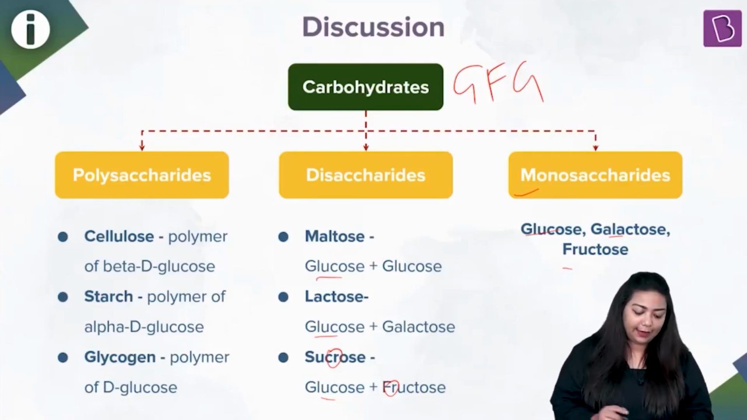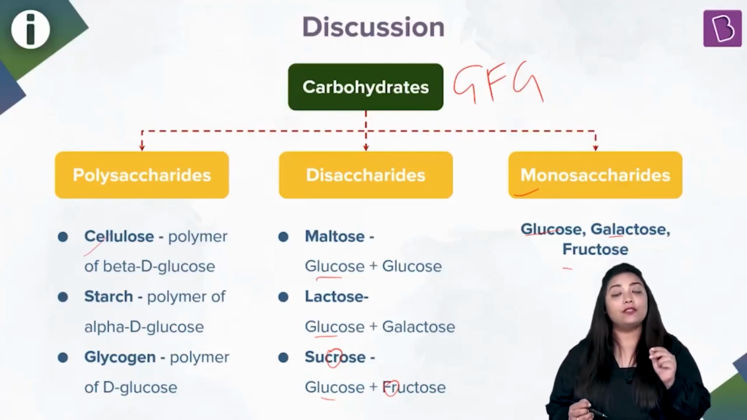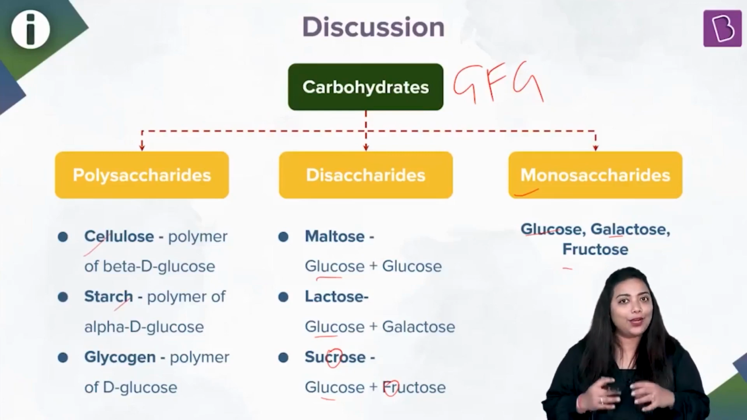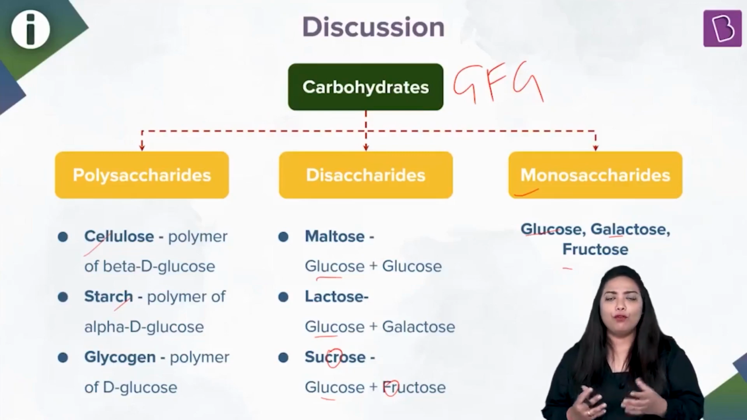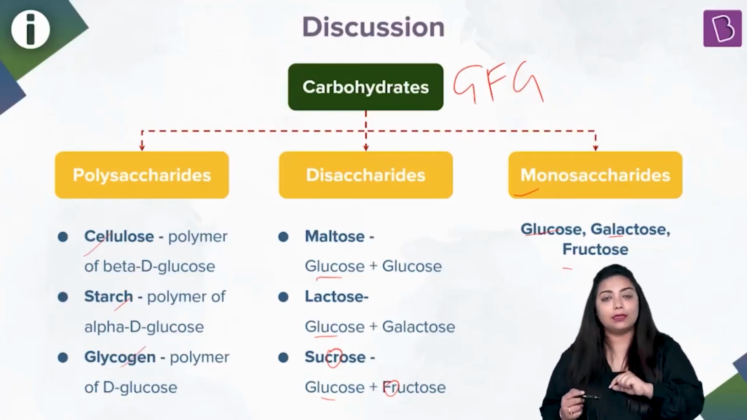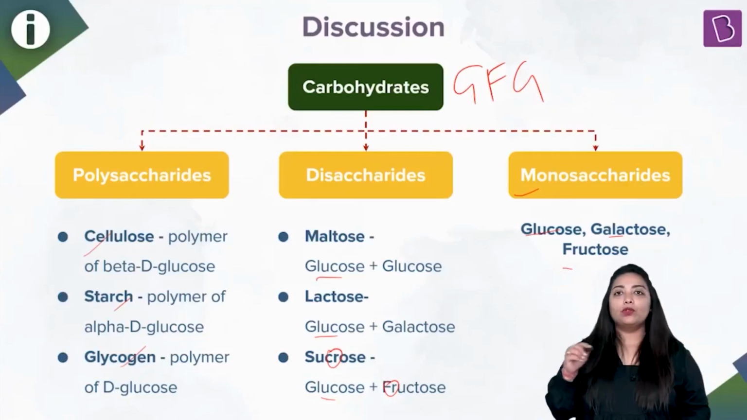Finally, you've got polysaccharides, which have cellulose, which is forming a structural component of the cell wall of the plants. Starch, which is the storage form of food or stored food for plants, and glycogen, stored food for animals. All three of them are made up of glucose.